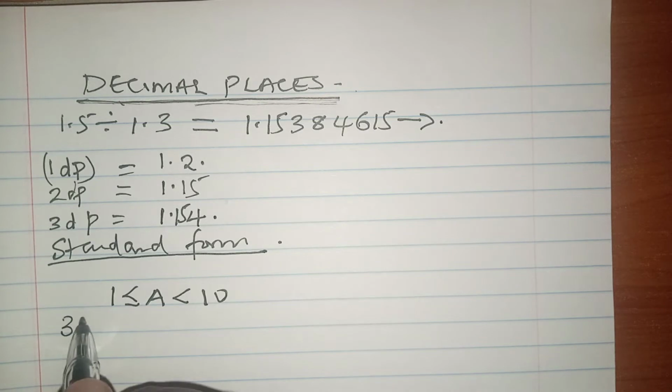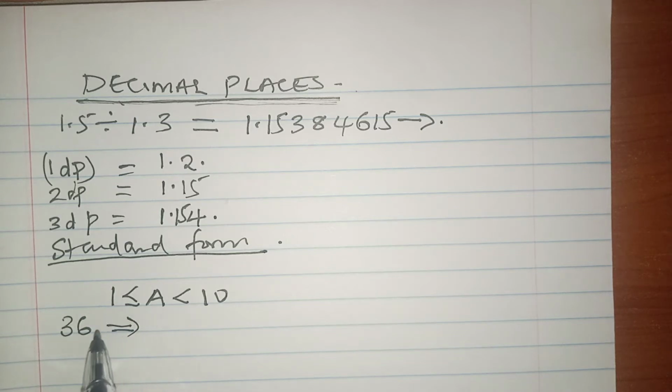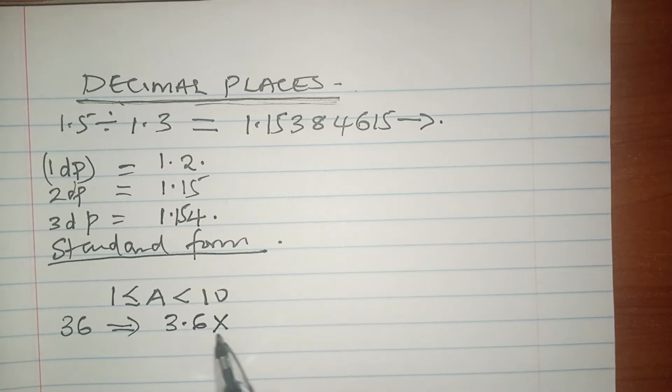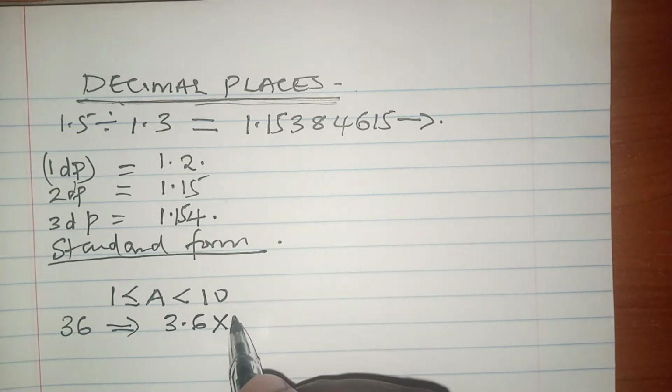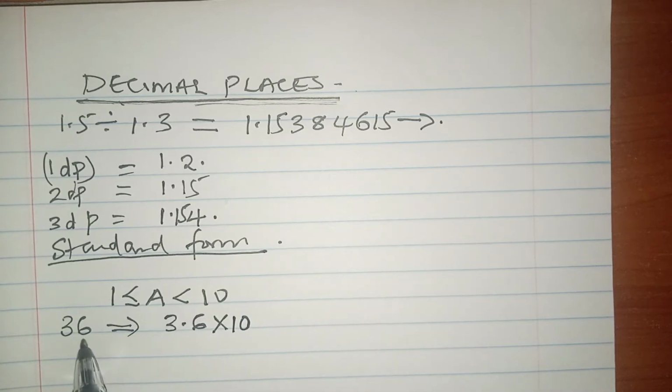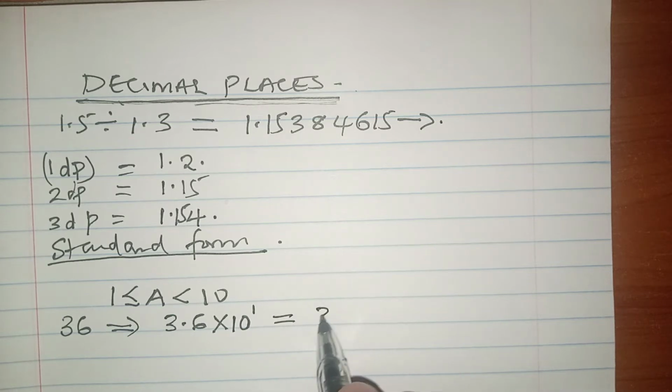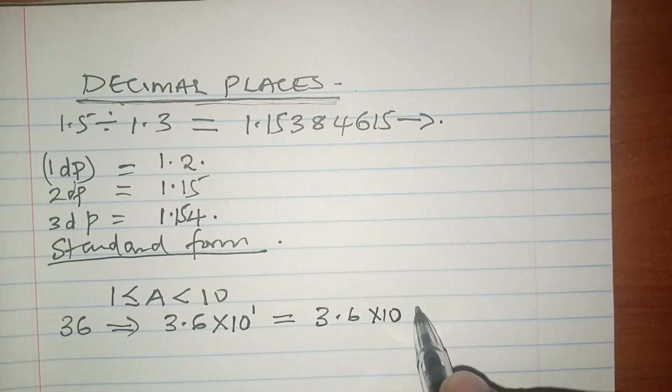For example, if we have 36, we have to realize that the decimal point is actually right after 6. And because 36 is greater than 10, we need a number A which is between 1 and 10. So our decimal point goes back to between 3 and 6, and it's going to be 3.6. But because we want to return our number to 36, we say times 10. How many steps will the decimal point go? 1. But normally we don't write this one. So it's going to be 3.6 times 10.